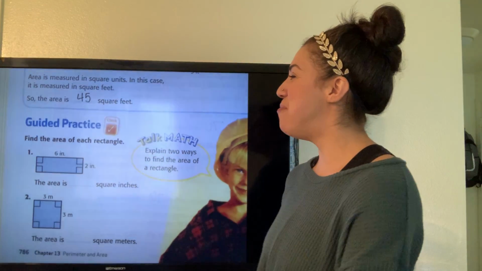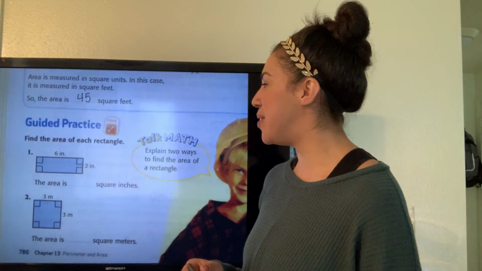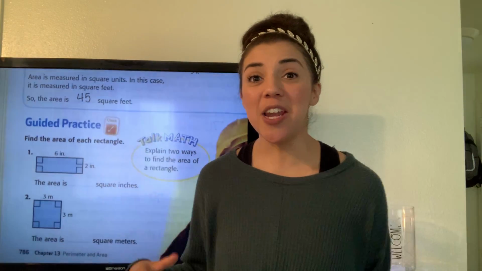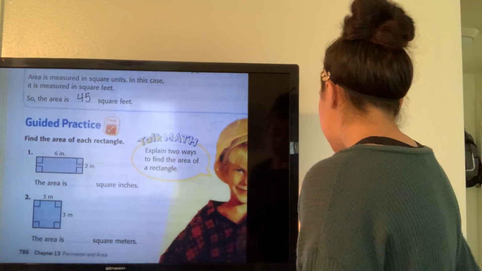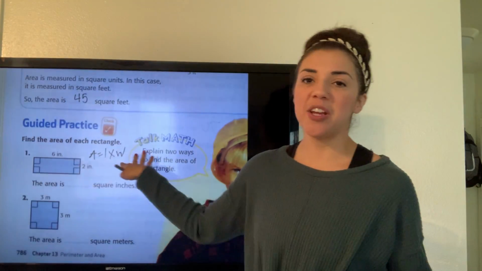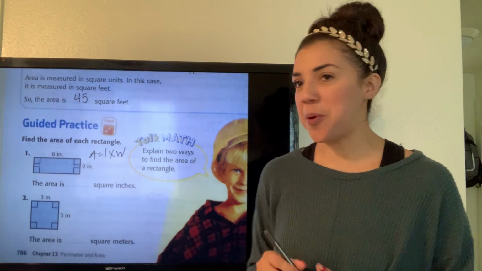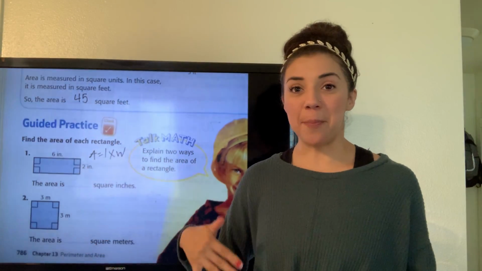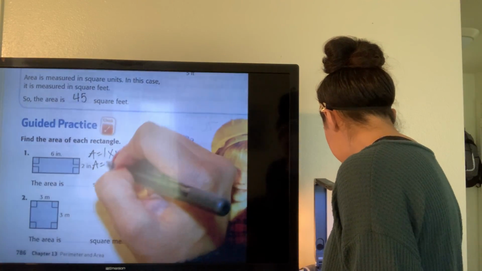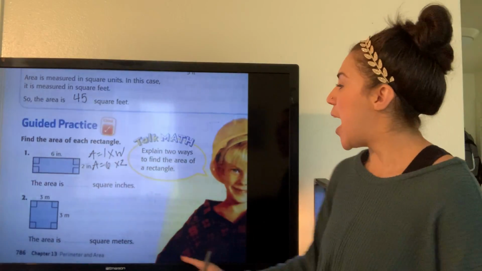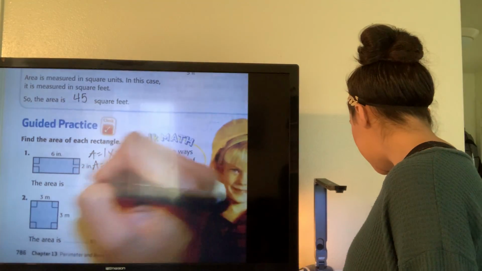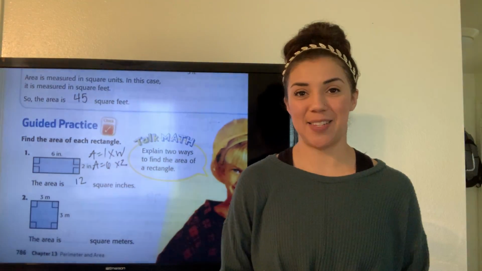Okay, here we go. Guided practice number 1, find the area of each rectangle. Once again, I could draw in my square units if I have to, but if not, I know that area equals length times width. I'm just going to go ahead and write that down just because it's easier for me to remember. And so I'm going to replace the letters with my numbers. So that would be area is equal to 6 times 2. I know that 6 times 2 equals 12. You got it. The area is 12 square inches.